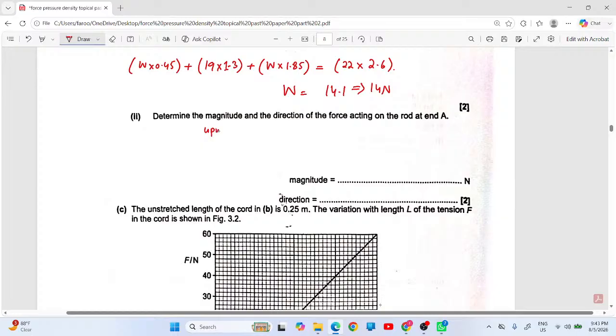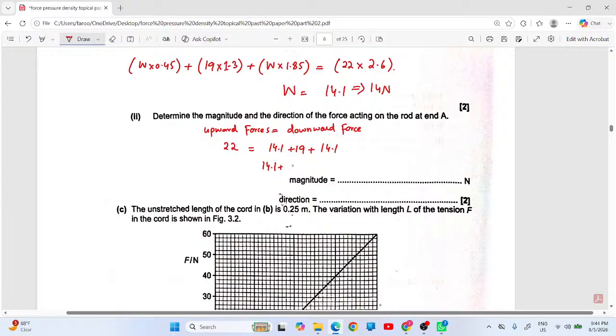Upward forces equal downward forces. So there is only one force in the upward direction, which is 22. And there are 3 forces downward. The first one is the weight, 14.1, plus 19. There is a second wheel, 14.1 again. Now just subtract and see what answer comes.